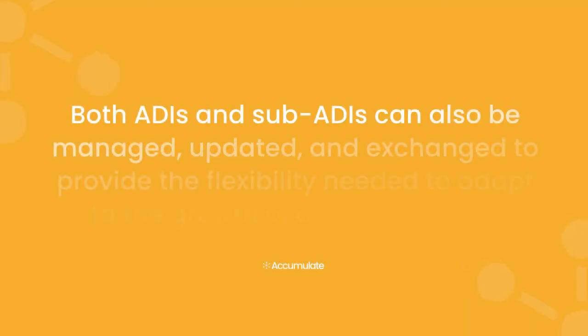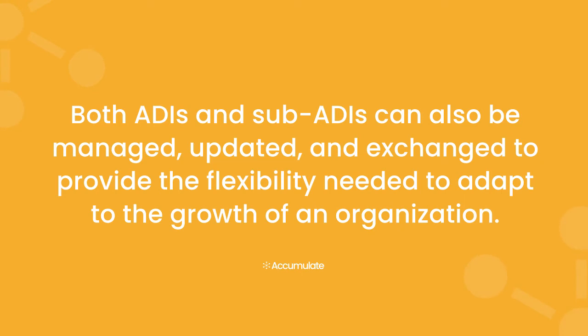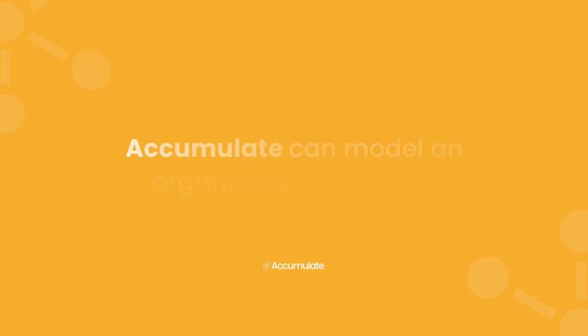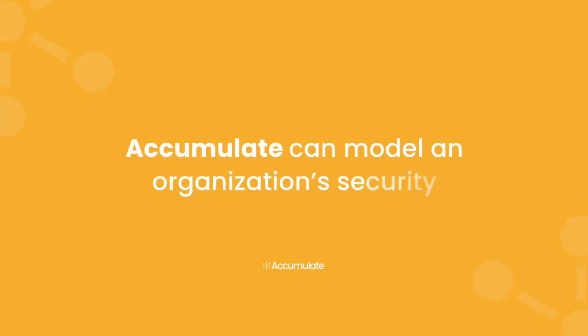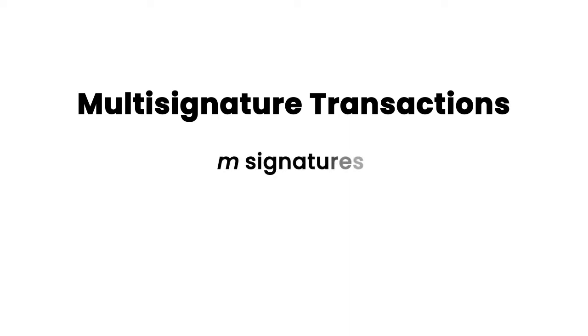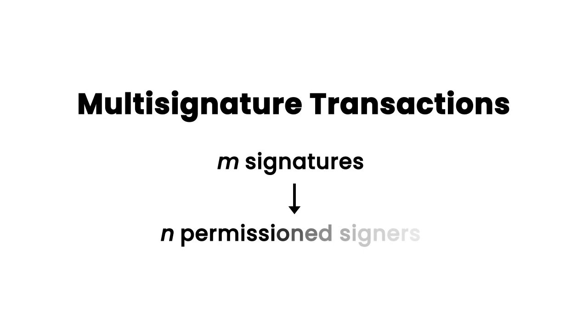Both ADIs and sub-ADIs can also be managed, updated, and exchanged to provide the flexibility needed to adapt to the growth of an organization. An organization's security can be modeled on the blockchain as an interactive and dynamic hierarchy of signatures that are backed by cryptographic keys. For example, important decisions that require the input of multiple people may be reproduced in a multi-sig transaction whose execution requires n signatures from n permission signers.